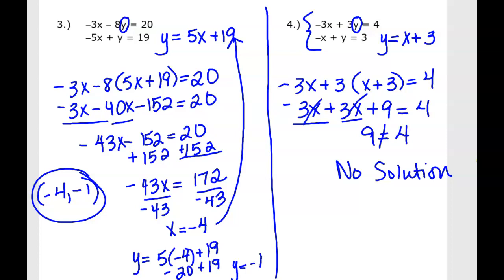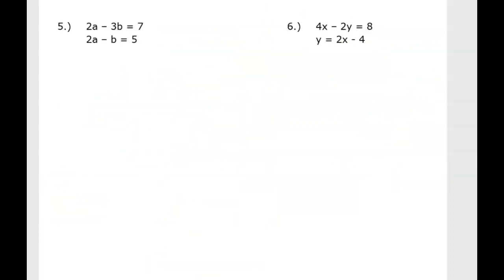Okay. Now going ahead to number 5. Number 5, all right, we don't always have to have X's and Y's. We can have A's and B's. So in this case, I don't have any examples of a coefficient of 1, but I do have a coefficient of -1, so it's probably easiest to solve for just B in the second equation. So I'm going to do that.